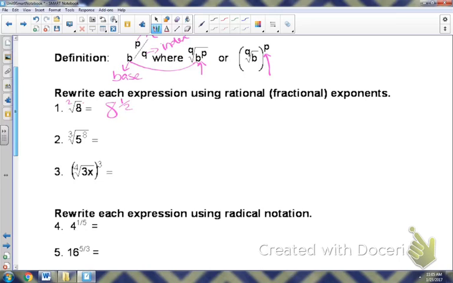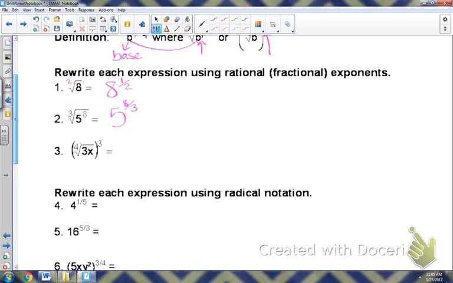So from here on out, anytime you have a base to the 1/2 power, that means you're going to take the square root of that base. Okay? All right, so let's look at 2. So our radicand is 5, so that's our base. Our exponent is 8, that goes on top, over our index, which is 3. So the cube root of 5 to the 8th power equals 5 to the 8/3 power.